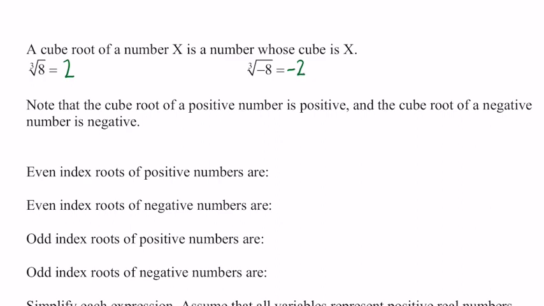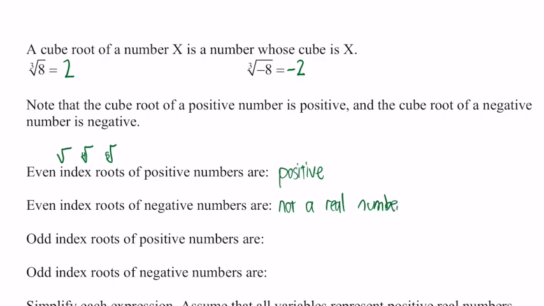And here you'll notice a difference between these problems and the square root problems we were looking at before. When you have a positive number under a square root, you get a positive answer. When you have a negative number under a square root, you end up with not a real number for your answer. In general, even index roots, by which I mean square roots, fourth roots, sixth roots, and so on, even index roots of positive numbers are positive. But even index roots of negative numbers are not a real number.